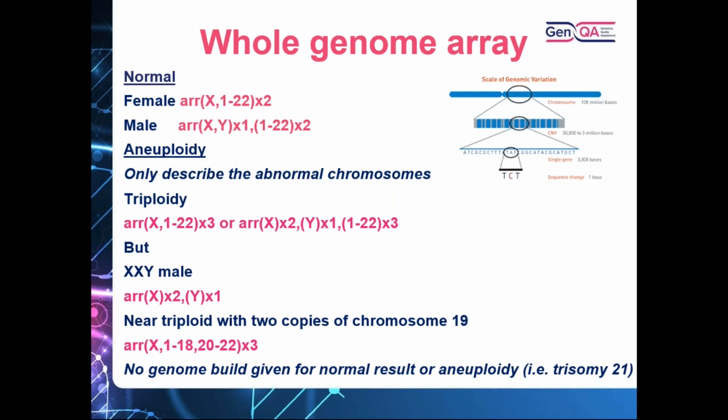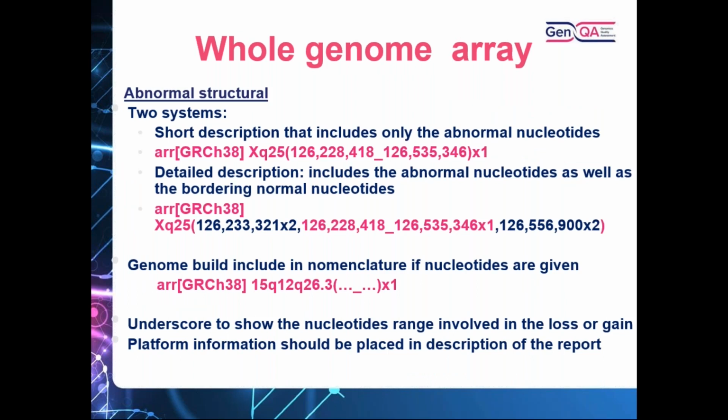And you don't give the genome build for normal results or aneuploidy such as trisomy 21. However, for structural aberrations, you do give the genome build. And there's two systems. There's a short system or there's a detailed system. Short description only includes the abnormal nucleotides. So you've got the array, you've got the genome build, space, XQ25, they're the coordinates that are only in one copy. If you give a detailed description, you include the abnormal nucleotides as well as the bordering normal nucleotides. It does give more information, but it also makes it look more complicated. So the option is up to you.